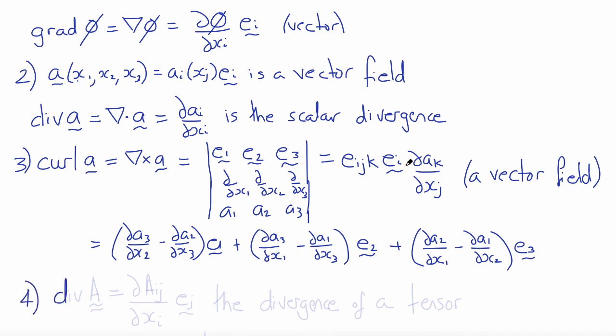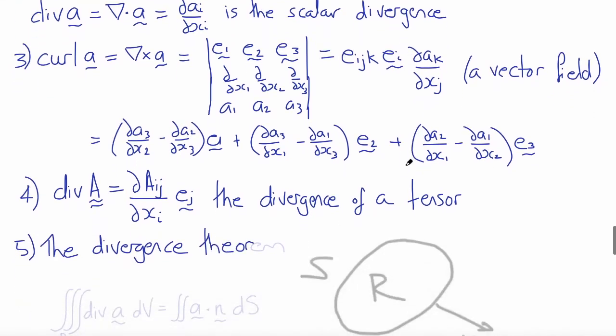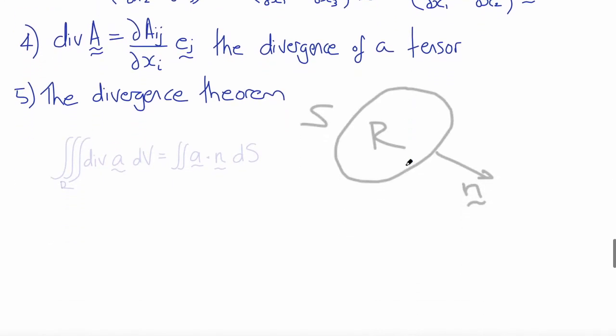You can also use some of these operators on tensors. For example, the divergence of a tensor A is a vector. So the divergence of a vector is a scalar, the divergence of a tensor is a vector. And its components would be del aij del xi. So the vector would be del aij del xi times ej. This is an important operation in continuum mechanics.